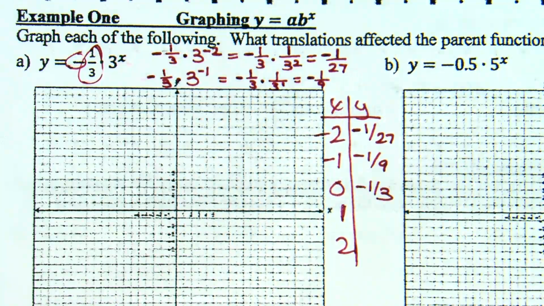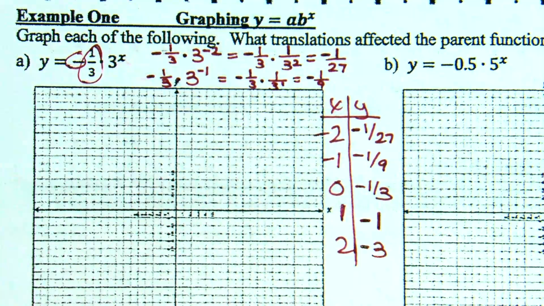What is a third of 3? A third of 3 is 1. You're taking 3 and dividing it by 3. The negative times the positive makes it negative 1. Okay, let's put in 2. 3 squared is 9. A third of 9 is 3. So, in other words, 9 divided by 3. And then negative times the positive makes it negative 3.